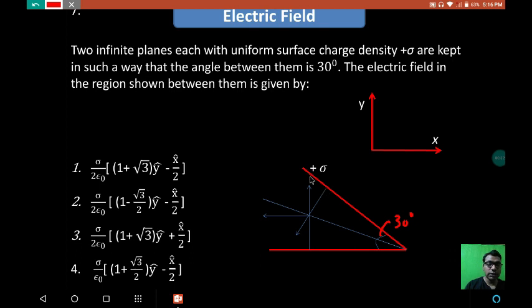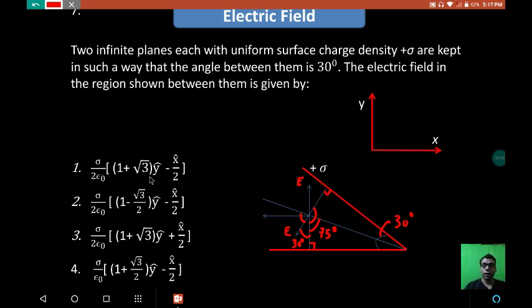From this figure we can say that the electric field from any infinite plate is perpendicular to it. So this is the electric field, and the electric field due to the other plate is this. We have the same sigma charge density, so the electric field will be the same. The angle is 150 because both are perpendicular. Half of this is 75 degree, and by using trigonometry this also comes to be 75 degree. Then this angle is the 30 degree.